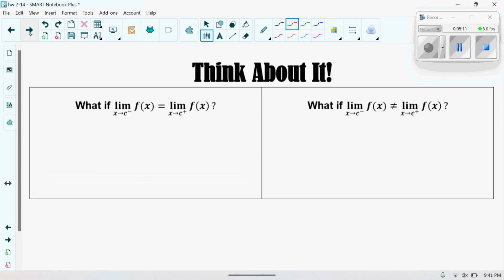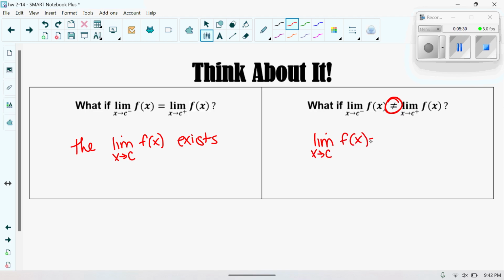So this is what that means in notation. What if the limit as x approaches c from the left of f of x is equal to the limit as x approaches c from the right? That means the limit as x approaches c for f of x exists. What if they do not equal? That means the limit as x approaches c for f of x does not exist.